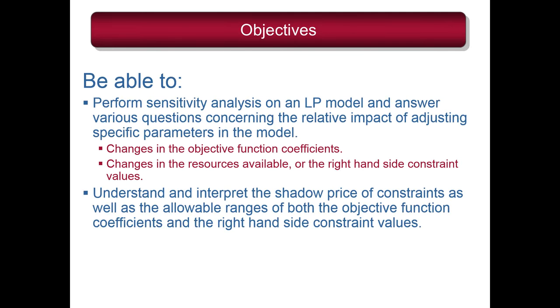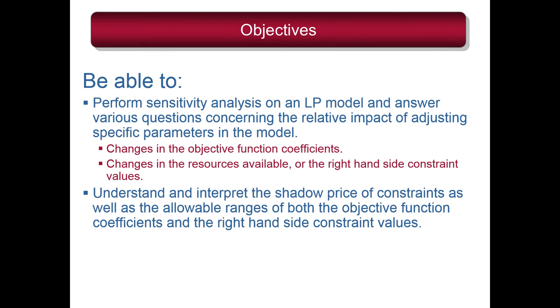Okay, so the objectives that we have is we want to be able to perform this analysis on a linear programming model and ask some questions about the relative impact of specific parameters in the model. Basically, at what point does the optimal solution that we've identified no longer make sense because of some changes that may take place? And so you can think about that in terms of whether or not, let's say we're trying to maximize profit. How much does a profit have to go up or down before our optimal solution would change? And the same thing in resources. How much would our resources need to increase or decrease before we would see a change in our optimal solution?